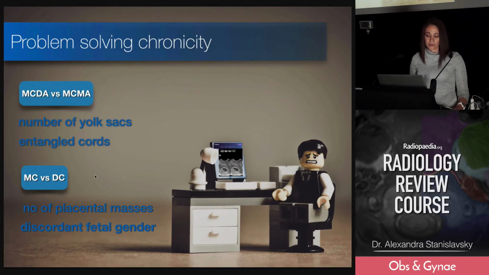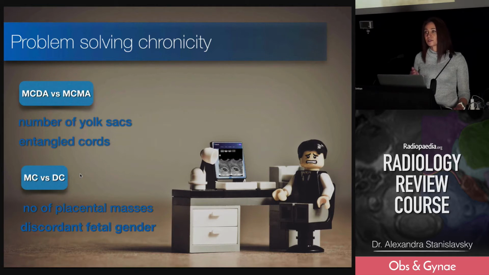Addressing our second point of potential confusion, monochorionic versus dichorionic pregnancies. Again, you can look at the number of placental masses, and if there are 2 placentas, most likely this is a dichorionic pregnancy, right? But again, there are some provisos. If you've got 2 placentas growing very close together, you can falsely have the appearance of a single placenta. Conversely, a placenta with a succenturiate lobe could potentially mimic the presence of 2 placentas, okay?